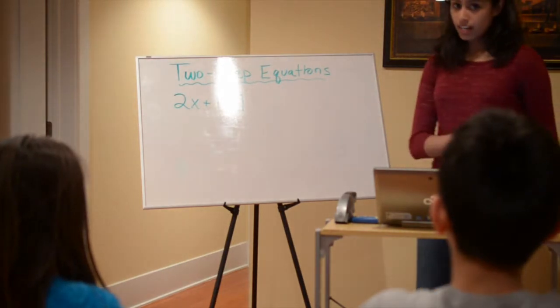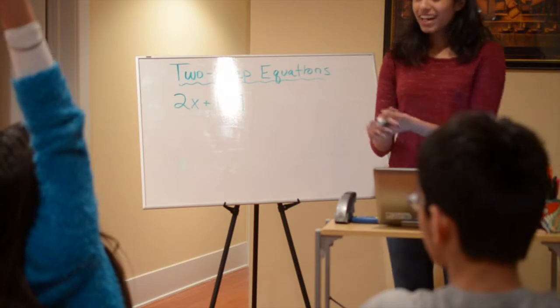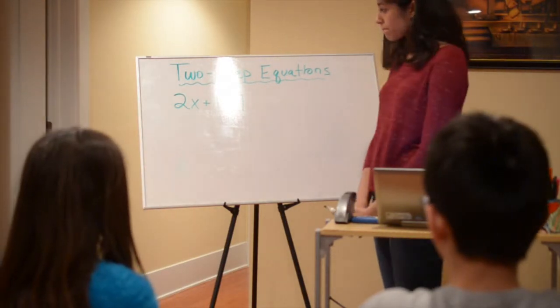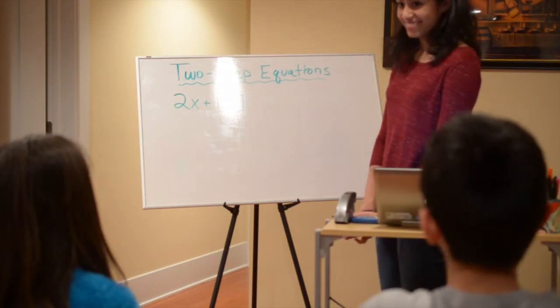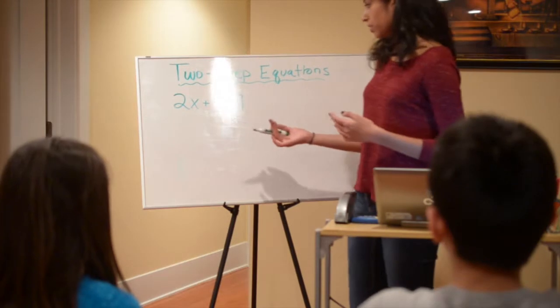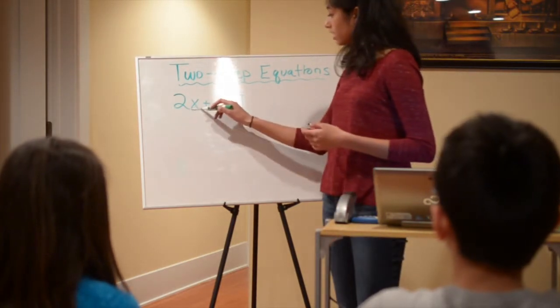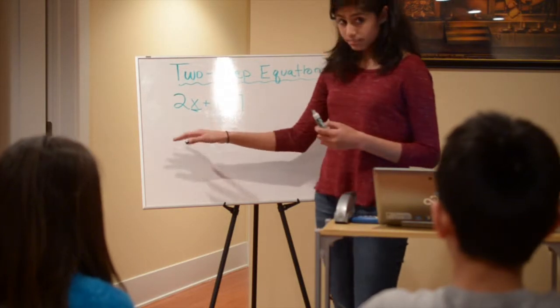Now the first thing I want to ask you guys is, do any of you know what a variable is? Yeah, Sana? Isn't a variable a number? No, a letter that replaces a number. Exactly. A variable is a letter that replaces a number. So in this case, the letter is x. And as you can see, the letter is on the left side.